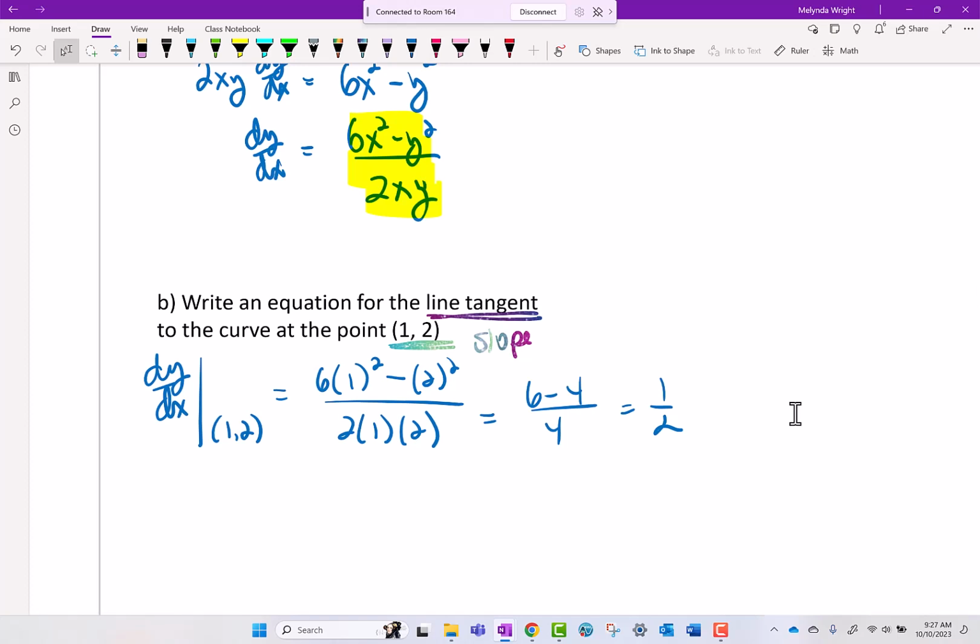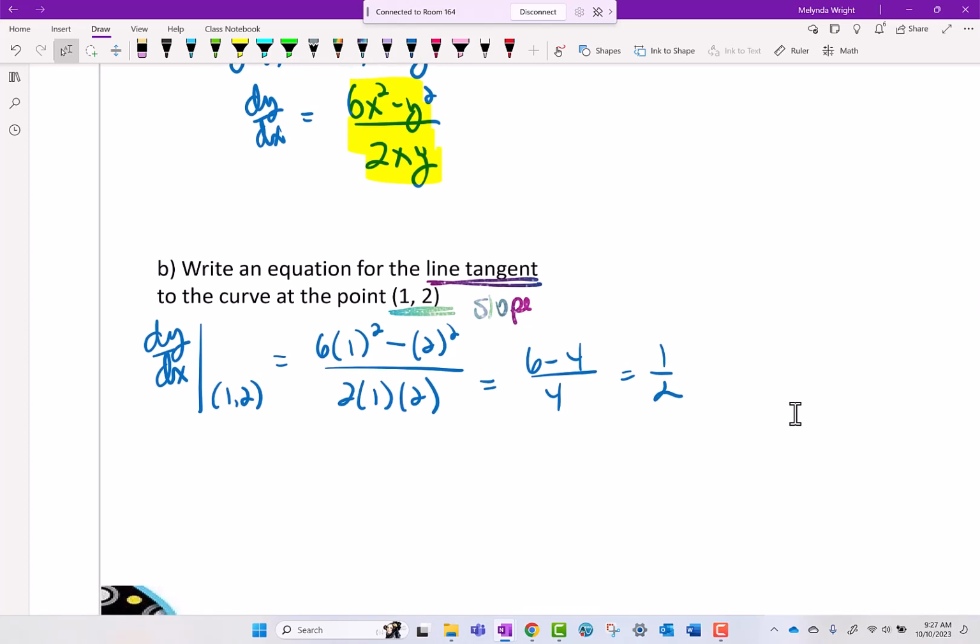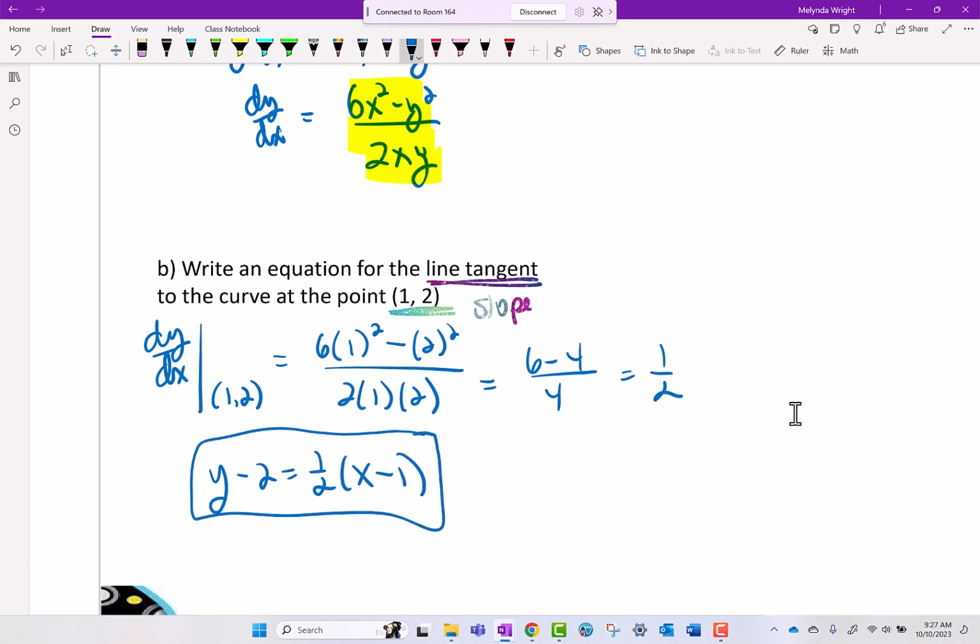So now we're going to write it in point slope form, and we're going to leave it alone. Please don't distribute and combine like terms. Just leave it alone. So y minus 2 equals 1/2 times (x minus 1). Stop. Don't do anything else. And we're done. How's that? We're going to be doing tangent lines like all year long. It doesn't go away. It's just over and over and over again. Are we okay with this? Yes? Okay.